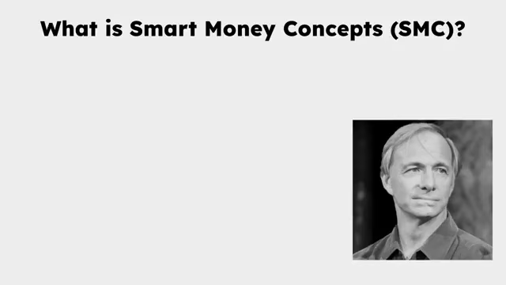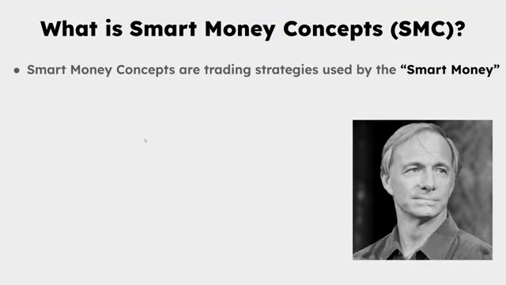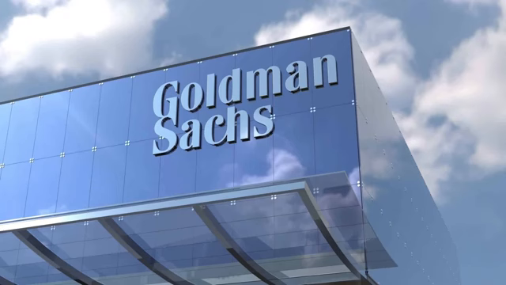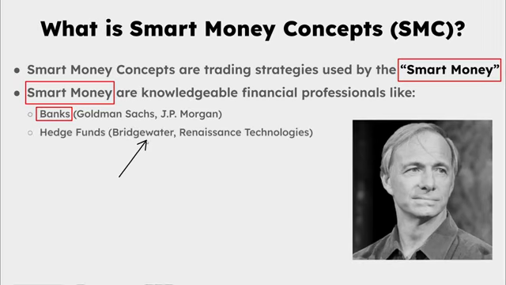But alright guys, so let's begin here by super quickly taking a look at what is smart money concepts, or SMC. And in very simple terms, smart money concepts are trading strategies used by the smart money. And what do we mean when we talk about smart money? Well, smart money are basically knowledgeable financial professionals. Like, for example, banks such as Goldman Sachs or JP Morgan, hedge funds like, for example, Bridgewater.